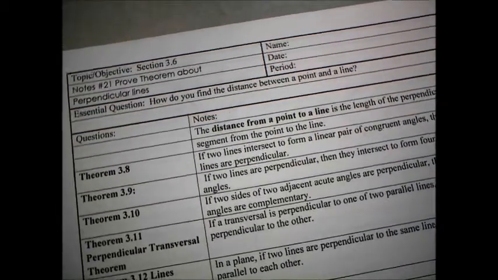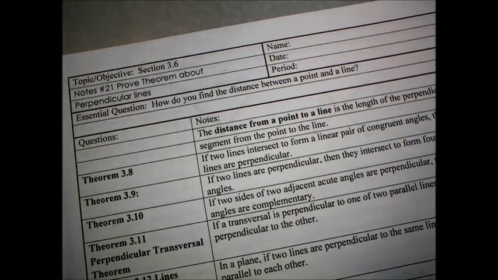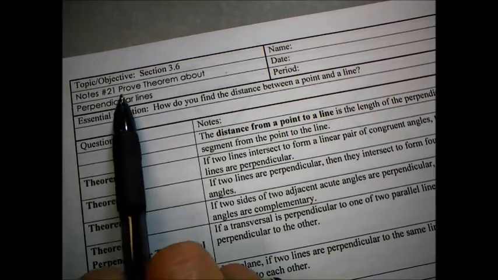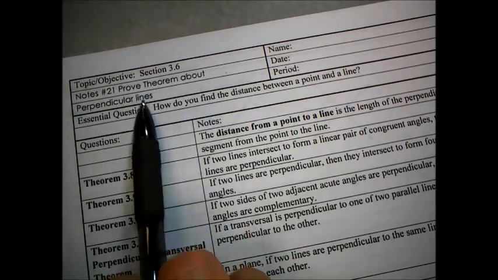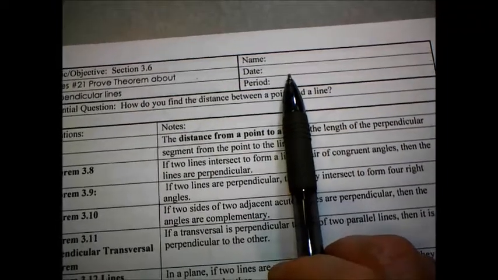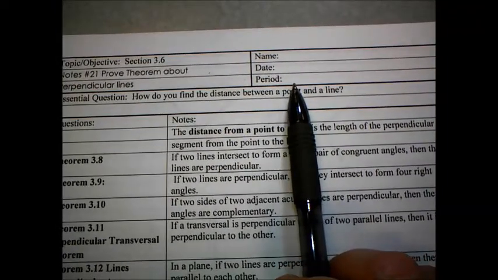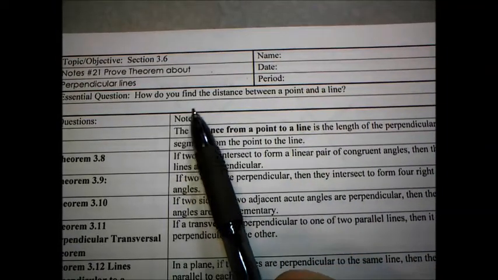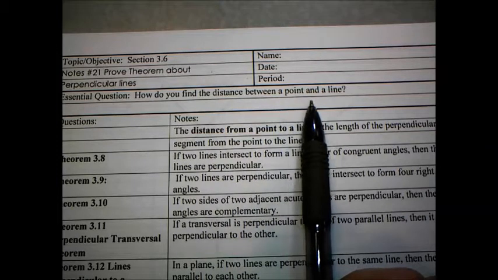Alright, here is geometry. Last notes for chapter 3, notes 21. It says prove theorems by perpendicular lines. Make sure you put your name, your date, and your class period. The essential question is, how do you find the distance between a point and a line?